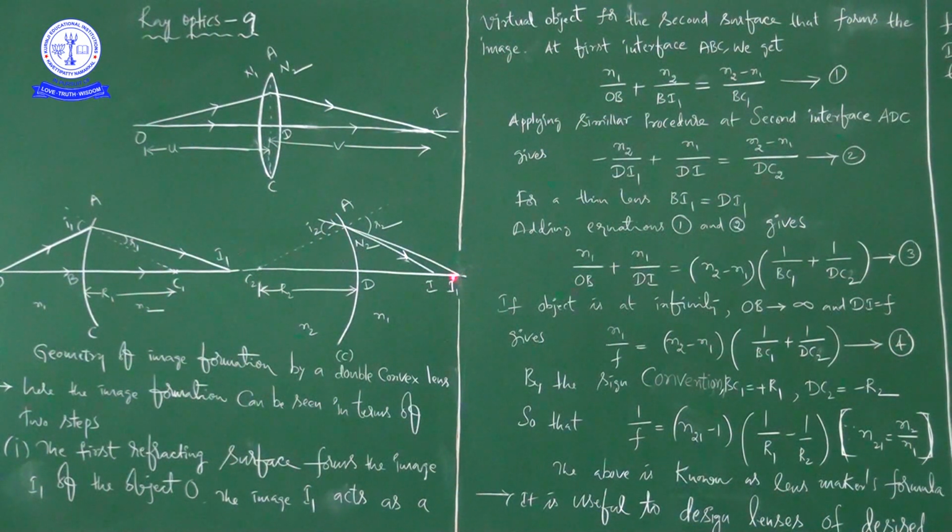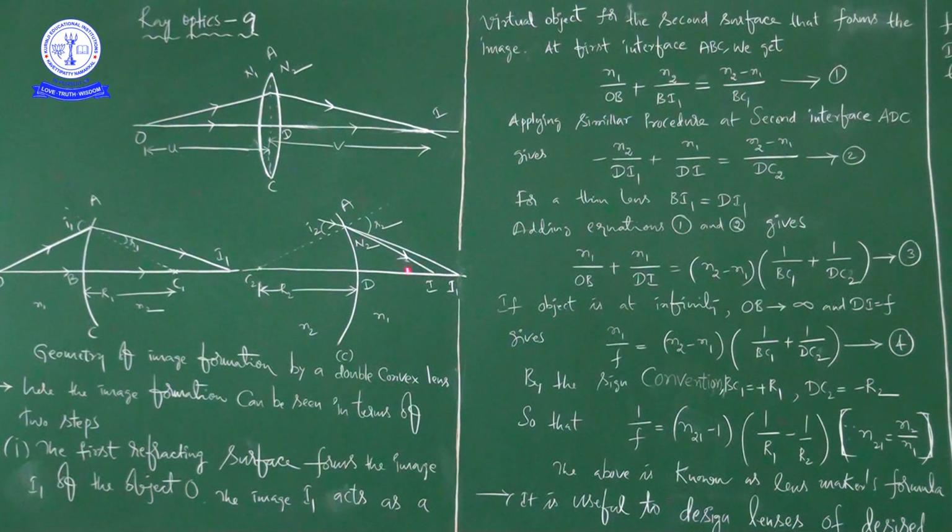So it is the position of the image due to the first curved surface. This image acts as object to the second curved surface. This is the final image, the image because of two curved surfaces.